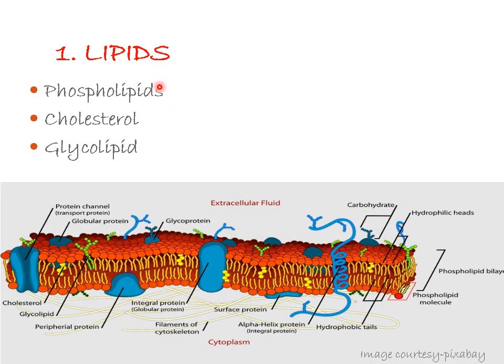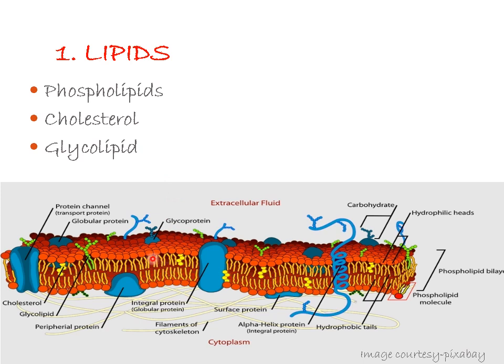Now coming to the lipid. Lipid consists of three types, that is phospholipids, cholesterol and glycolipid. Here in this picture you can see this red colored lipid bilayer. This is phospholipid, which makes the major bulk of the plasma membrane. Then this yellow colored structure embedded inside the phospholipid bilayer is cholesterol. The third one is glycolipid. Glycolipid means lipid is bound to carbohydrate. So this green colored structure on the outer side of the membrane is glycolipid.